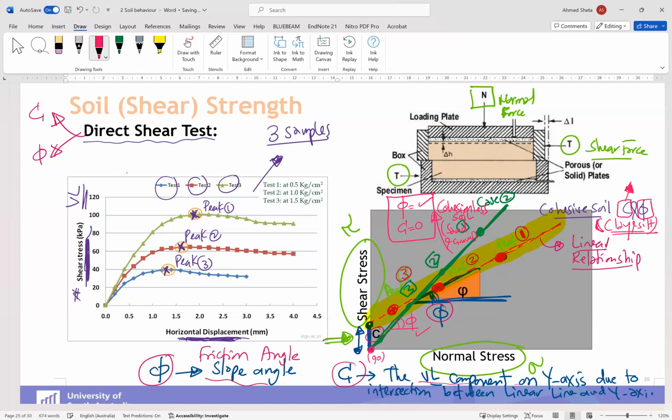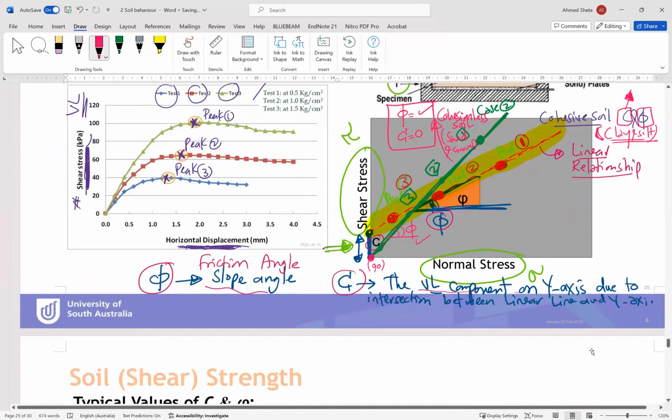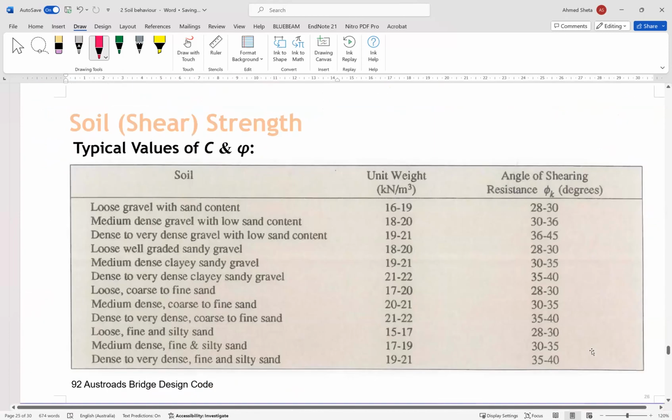Okay, so this is how to determine C and phi using the test in the lab. Do you have any questions about that? No?